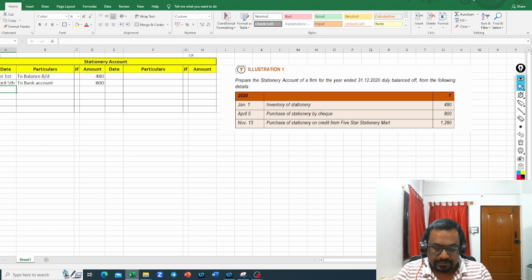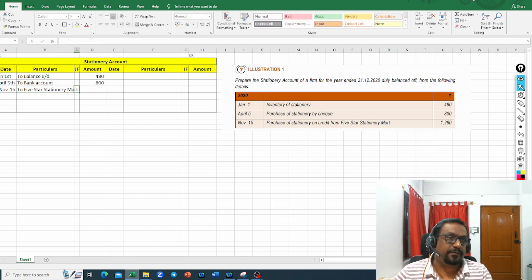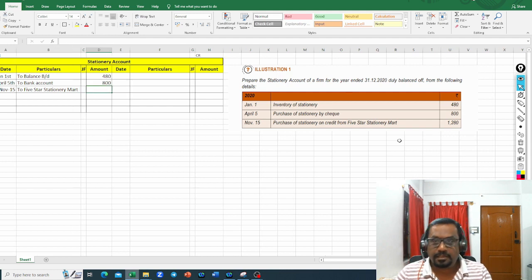What is the date we purchased? November 15th. November 15th, what do we do? We debit to 5-star stationery mart. This is the name of the supplier, right? So 5-star stationery mart I put, and I need to put the amount as 1280. That's all. These 3 transactions we have posted.